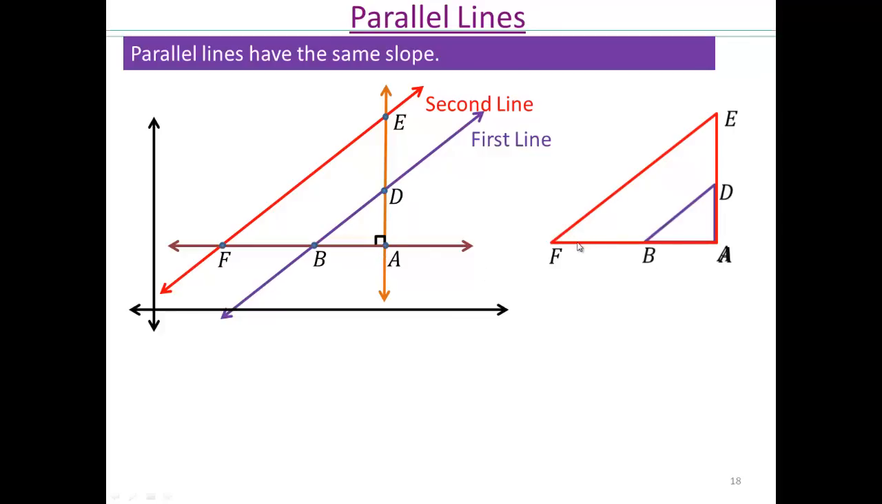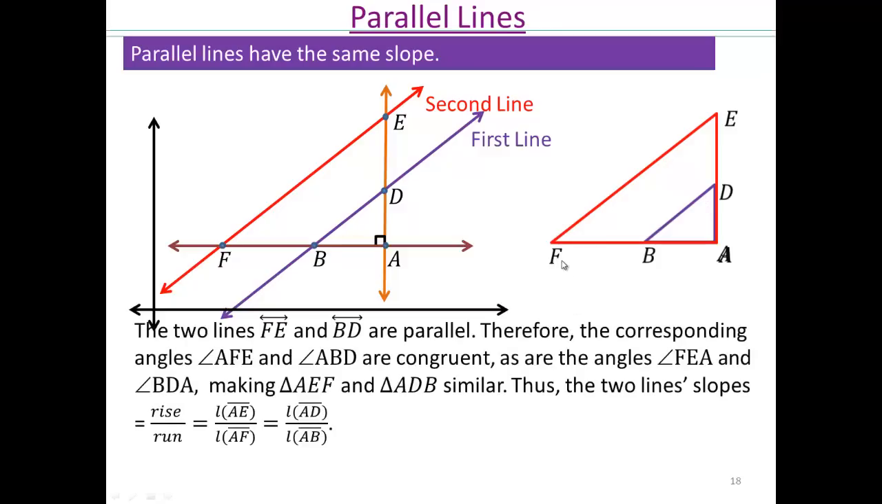And that means what? If these lines are parallel, then this angle here is congruent to this angle here. This angle here is congruent to this angle here, which means that this big triangle and the small triangle here are similar triangles. Similar triangles means that the ratio of the corresponding sides is going to be the same. So rise over run: AE over AF is the same ratio as AD over AB.